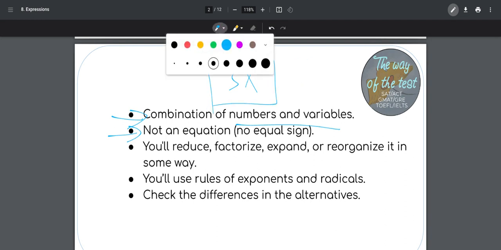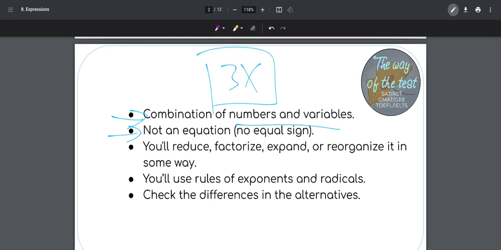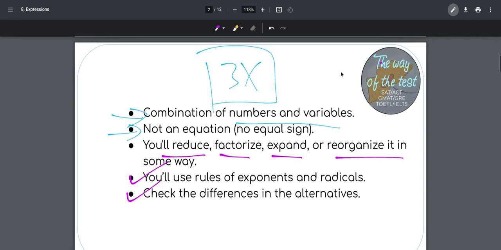And what the SAT will usually ask you to do is to change this expression or to operate around this expression to get basically the same value, which means we're not going to add or subtract values. What we're going to do is reduce, factorize, expand, or reorganize it in a way in which we don't really change the value of the expression. The value remains the same. From here, we're going to use the rules of exponents and radicals, and we're going to check the differences in alternatives to make our lives easier. Okay, pause the video, copy this, moving on.